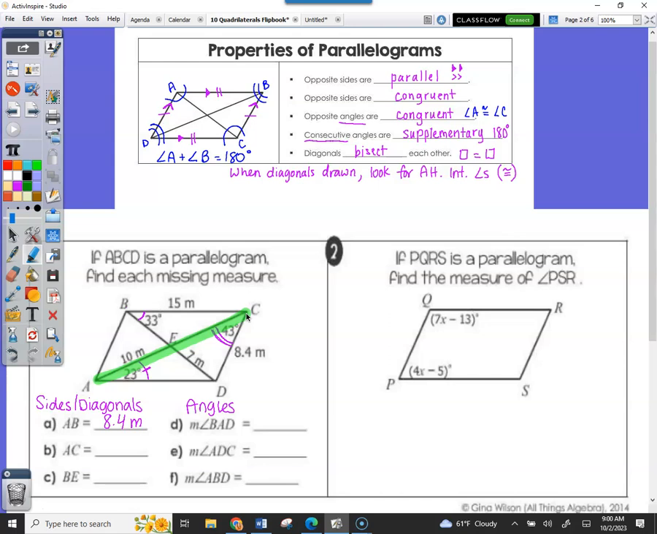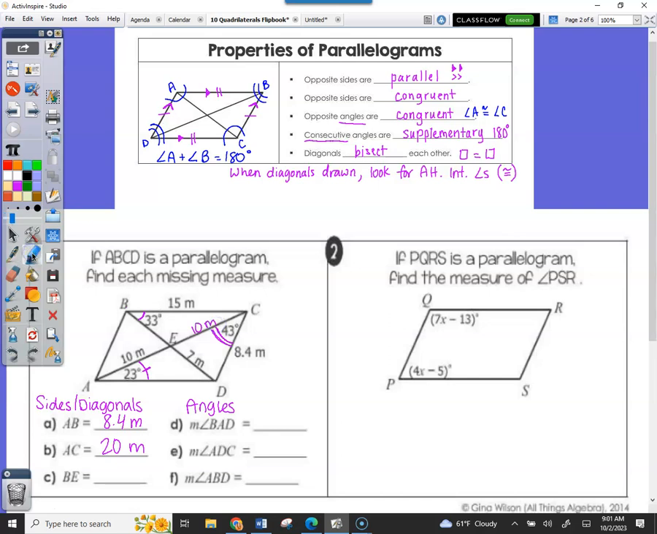Do I know anything about that diagonal at all? Do I know anything about it? I know that this little segment right here is 10. So what would the other be? Very good. So what's the whole thing? There you go. So this would be 10 over here as well.